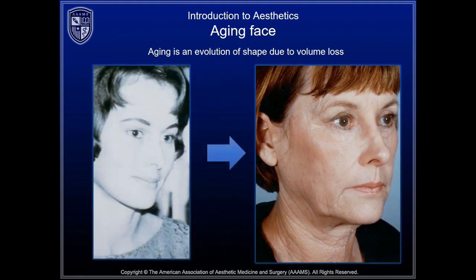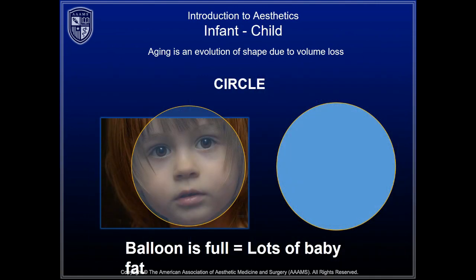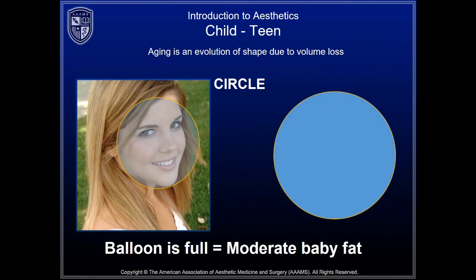You could see in this photo the changes that occur during the aging process: change in shape, contour irregularities, and deflation. So let's go over the aging process from being a baby all the way to becoming a very old person. When we're kids, the face is full of fat, it's like a balloon. The shape of the face during our teen years stays like a balloon. It's full because of lots of fat content.